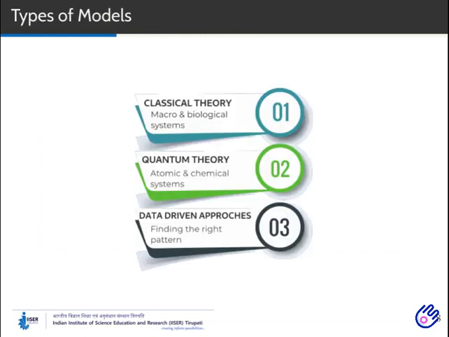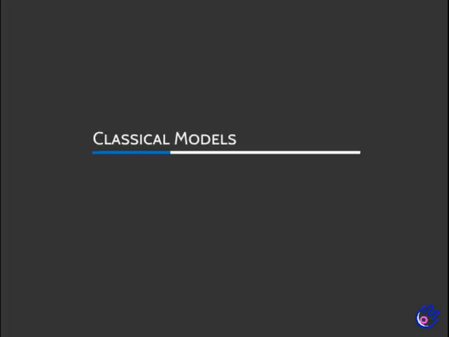For studying materials, both experiments and theoretical models can be used. In the case of theoretical models, they can be broadly classified into three types: classical, quantum, and other statistical methods based on data-driven approaches like machine learning or deep learning. In the following sections, we will see some important aspects of each model. Let's start with the classical models.